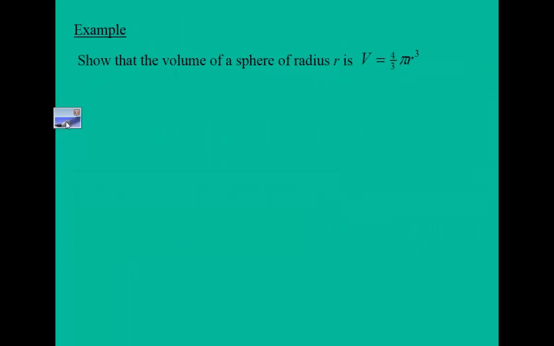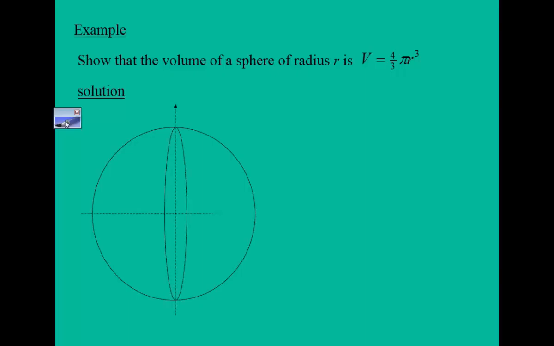Let's look at an example. Show that the volume of a sphere of radius r is, and this is an explicit formula that we have been given and that we've just accepted. This is the volume of a sphere. But let's see if we can show that this is actually the volume of the sphere.